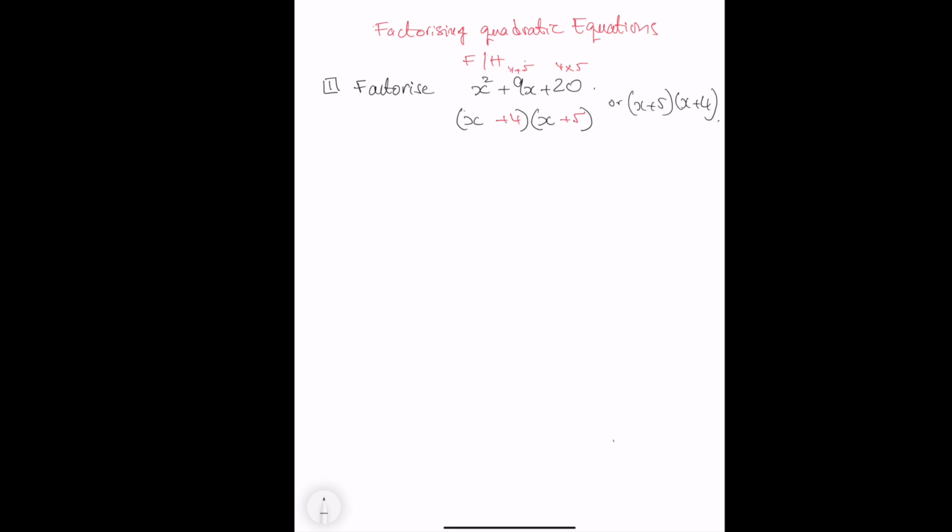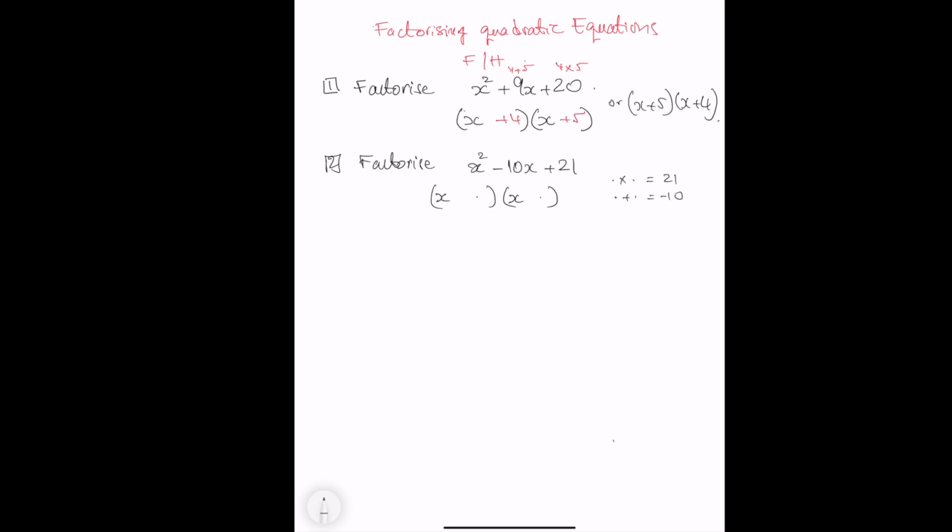Okay, so let's do another example. Factorize x squared minus 10x plus 21. So again, open two brackets and put 1x on each bracket and try to find two numbers. Let's call them m and n. When you multiply them, you get 21, and when you add them, it is minus 10.